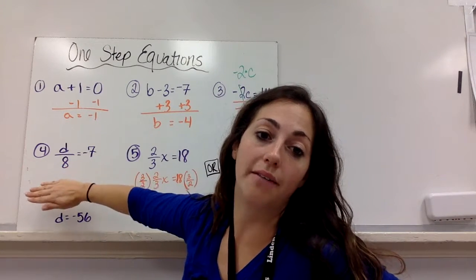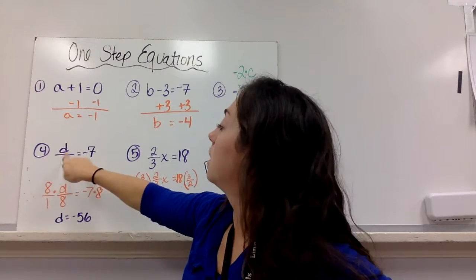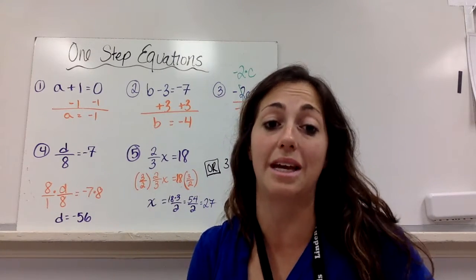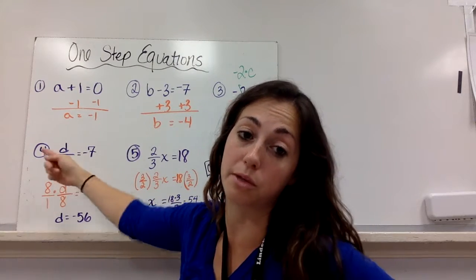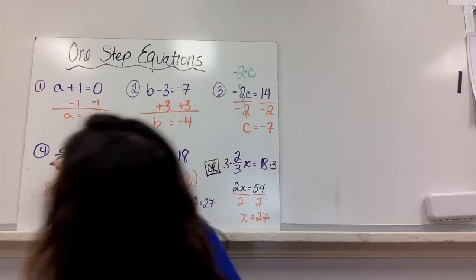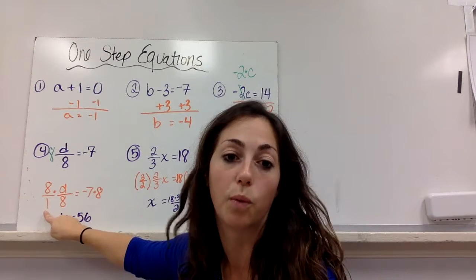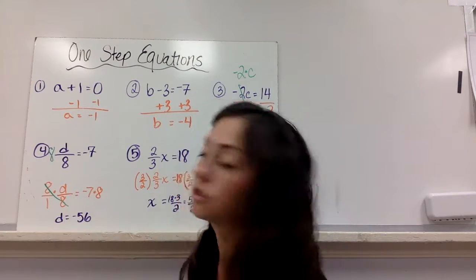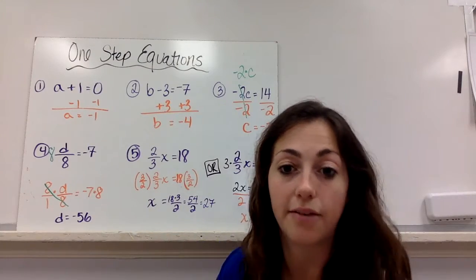Number 4. I've got d divided by 8, or d eighths, equals negative 7. That is a fraction bar, which is division, so I have to do the opposite, which is multiplication. It's already being divided by 8. I've got to do the opposite, which would be to multiply by 8. When I multiply by a fraction, I have to keep it a fraction. So I multiply this by 8. I've got to change 8 to 8 over 1. 8 over 1 times d over 8 is going to give me just 1d, which is just d. And negative 7 times 8 is negative 56.